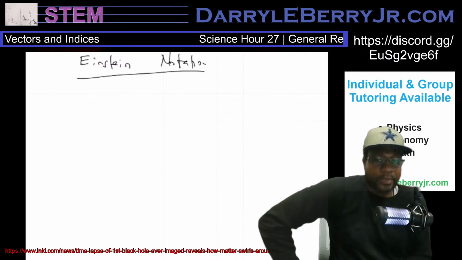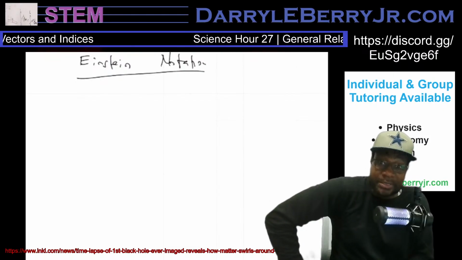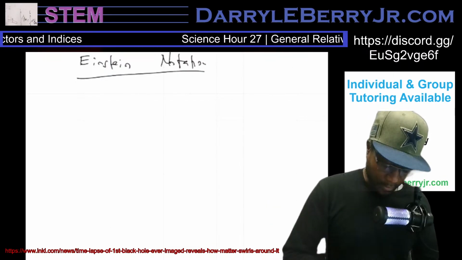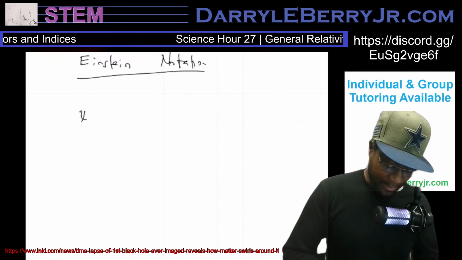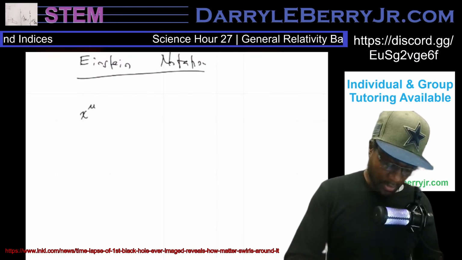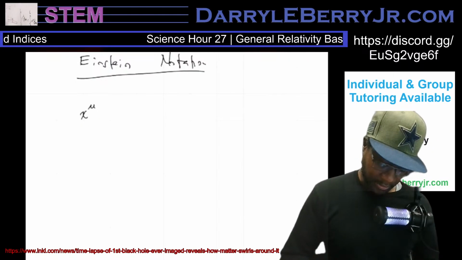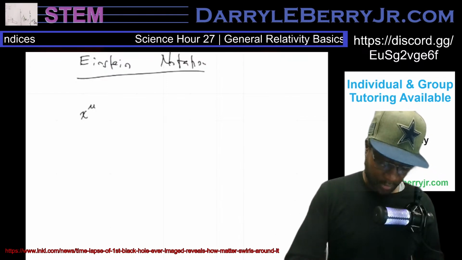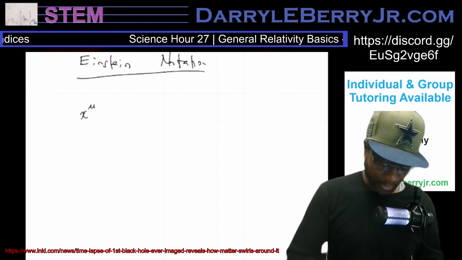So when we're dealing with relativity, you're usually dealing with four-vectors. So you might see something that looks like this. And whenever you see a Greek symbol, let me draw this a bit better. I was about to adjust my template a bit, but it's fine.